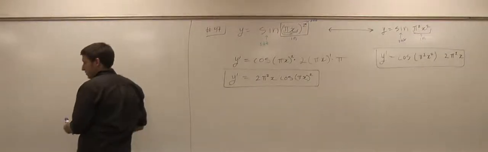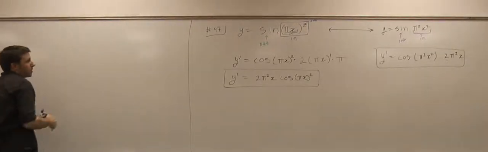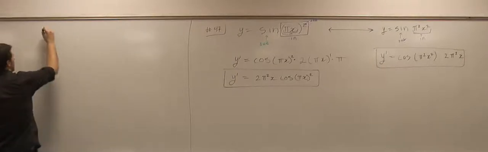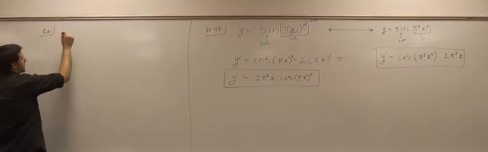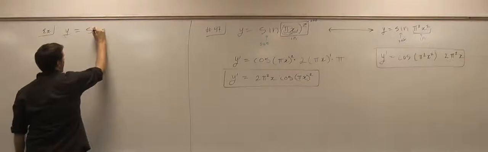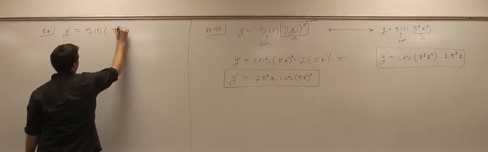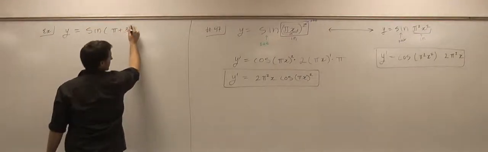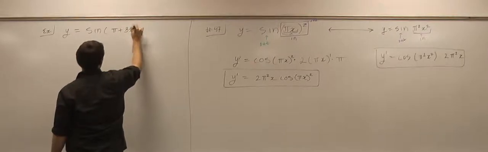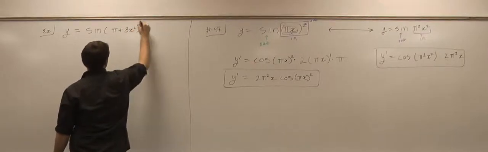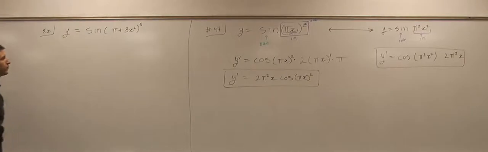Couldn't do like pi squared plus 2 pi. Yeah. So let me make it a little more complicated. y equals sine of pi plus 3x squared. And then we'll put a 5 outside.